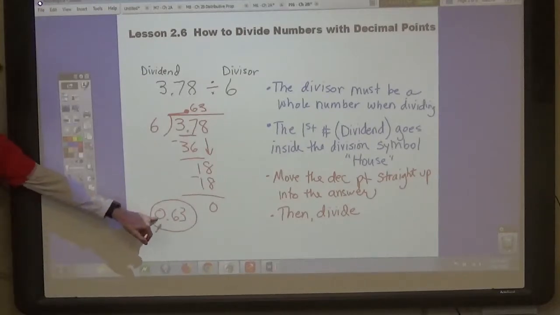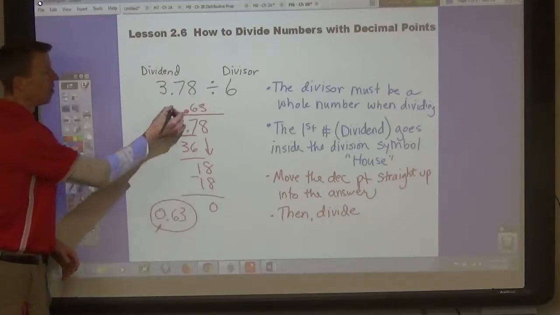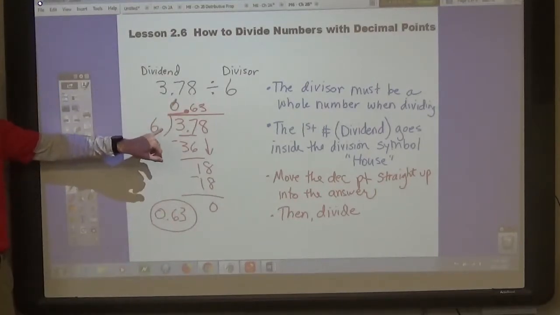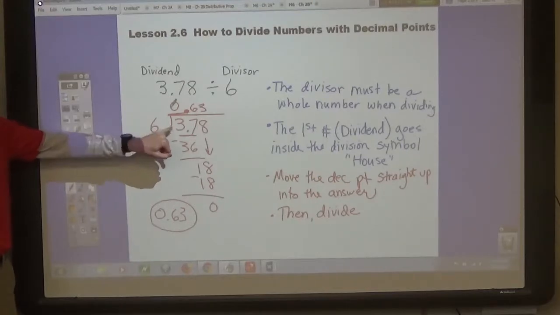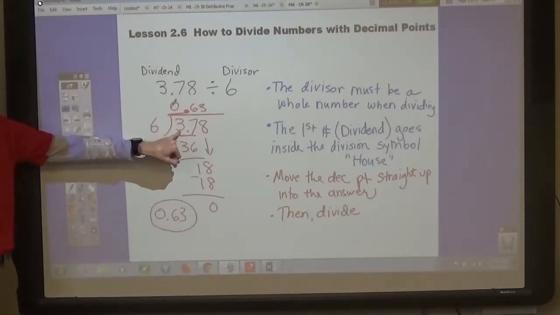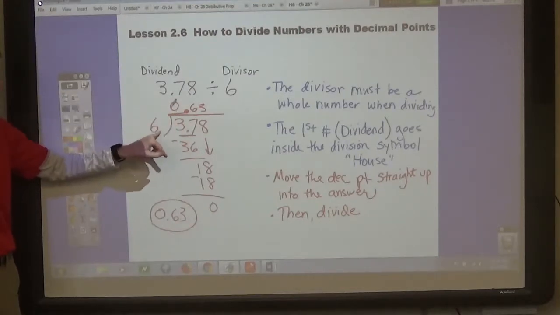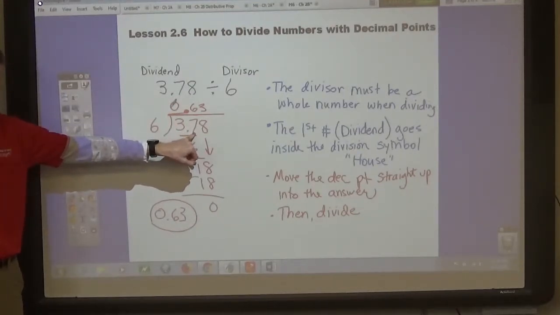The 0 has to go to the left of the decimal point to show that there are 0 ones. One of the ways to remember that is to do 6. Does 6 go into 3? Nope, it goes in 0 times. Doesn't fit. Then 6 into 37.